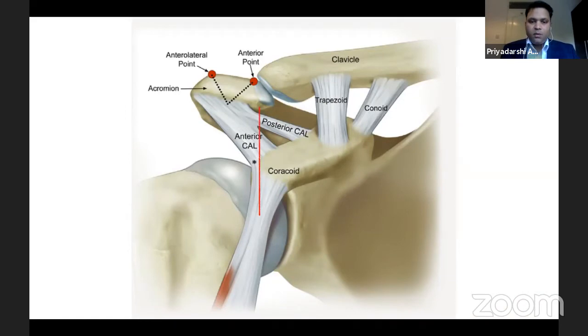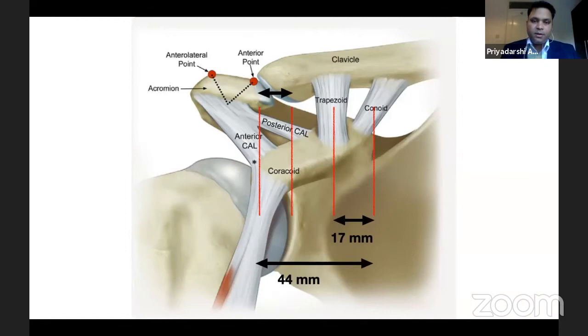anterior. When we look at the dimension of the coracoid, it measures around 44 millimeter, and just the base is around 17 millimeter. Now, if you look at the distance between the tip of the coracoid and the anterior portion of the posterior coracoacromial ligament, that is around 20 millimeter. And that's the most common amount of bone you need while performing a coracoid osteotomy. And if you compare the distance between the coracoid apex and the trapezoid ligament, that measures around 24 millimeter. In male, it's 26 millimeter, and in female, it's 22 millimeter.